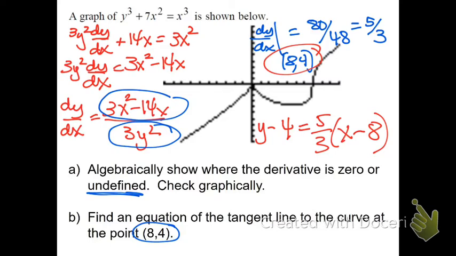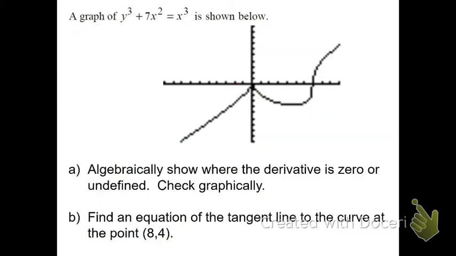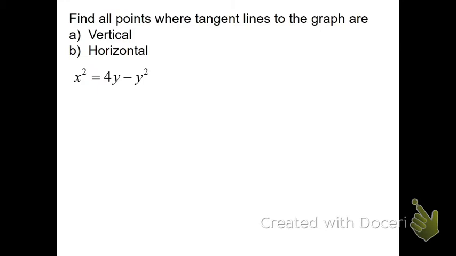Okay, so main idea here, we were looking for where is the derivative 0 or undefined, and we got two answers. We had here's a slope of 0. Here was a slope that's undefined. Okay, so let's try something else. What do we got here? All right, very similar. This time, find all points where the tangents are vertical or horizontal.